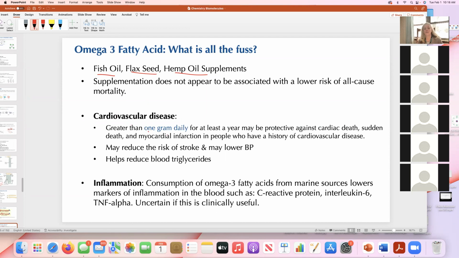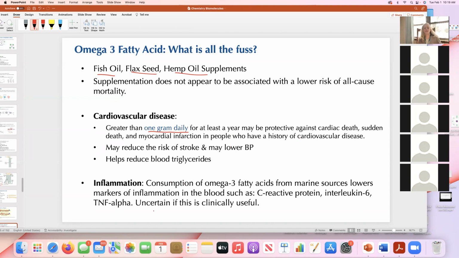If you're consuming greater than 1 gram daily for at least a year, it appears to be protective against cardiac death, sudden cardiac death, myocardial infarction in people who already have a history of cardiovascular disease. It may reduce the risk of stroke and blood pressure in people, and it helps reduce the overall level of blood triglycerides.